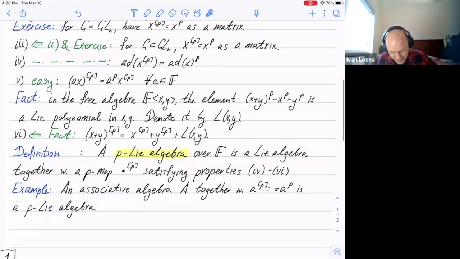So the definition: a p-Lie algebra is a Lie algebra together with this map, which satisfies the properties we just discussed. And for example, the Lie algebra of an algebraic group is a p-Lie algebra, and also an associative algebra, together with the usual p-th power map, is a p-Lie algebra. That's an easy consequence of the previous discussion. Okay, questions, please.